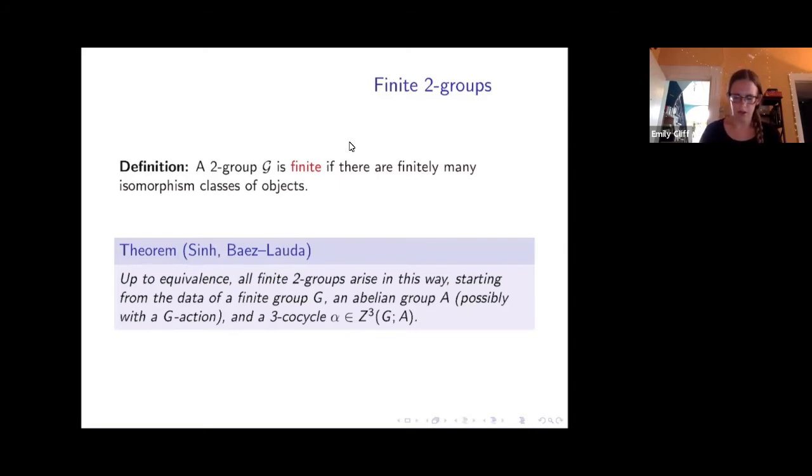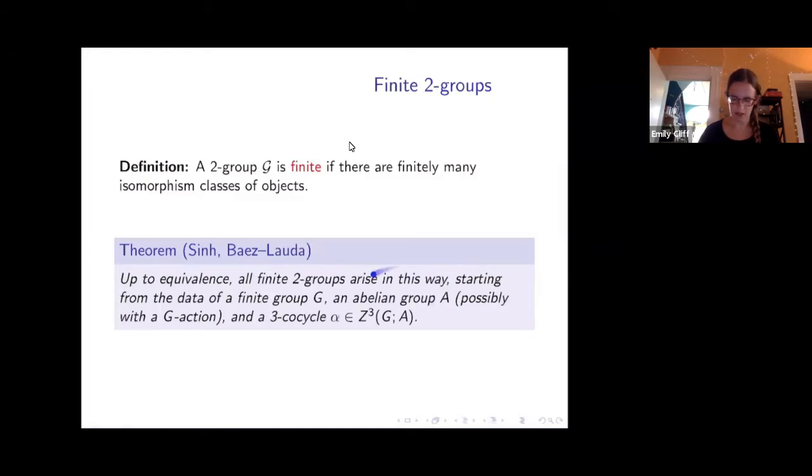So they prove that up to equivalence, all finite two groups can be constructed in this way, such that the equivalence classes of objects are a finite group G, the automorphisms of each object form an abelian group A, and we have a 3-cocycle giving the associativity condition. Now, the one subtlety that I have shoved under the rug here is that the abelian group A could have a G action, could be a G-module, and in that case, in our composition we need to consider this G action rather than just taking products in A. But we don't use that in our work because we're interested in the trivial G-module U1. I just want to acknowledge that there is something going on here.